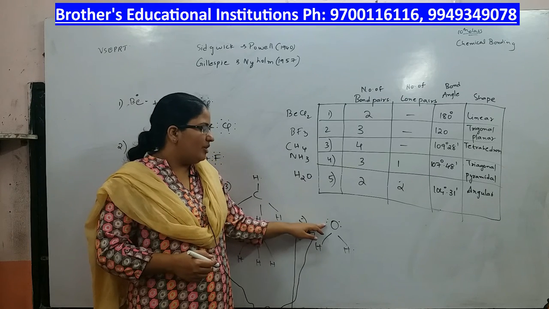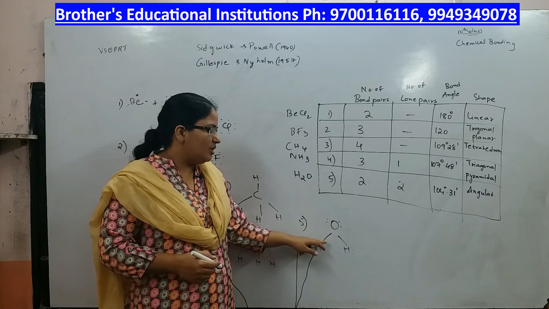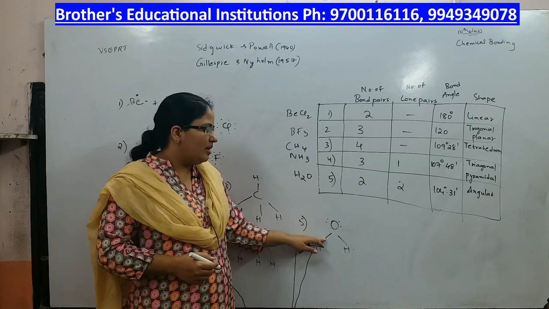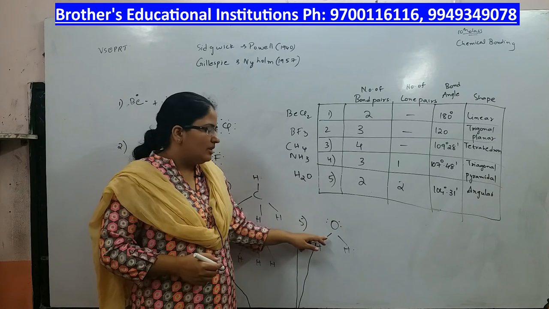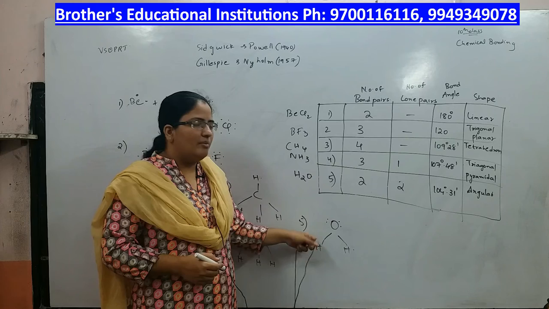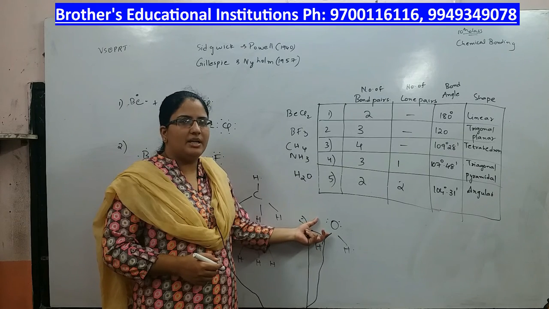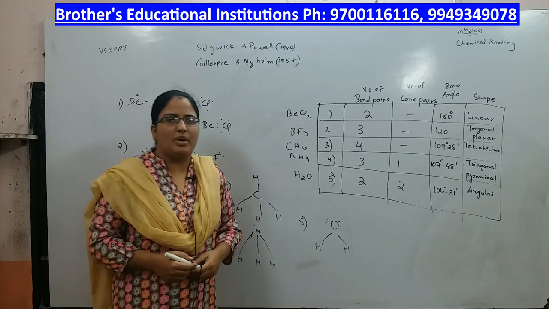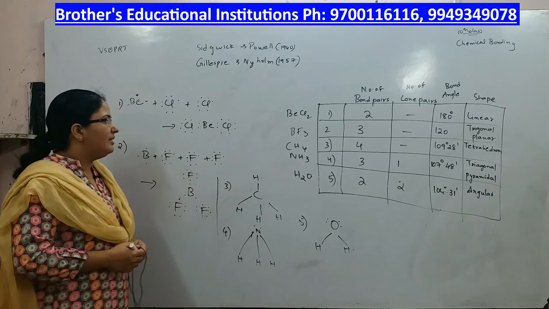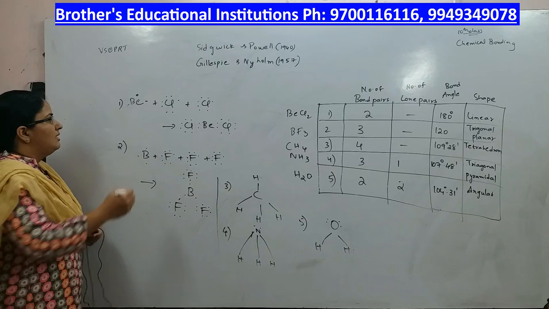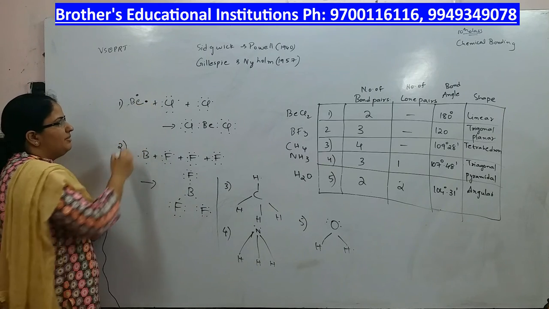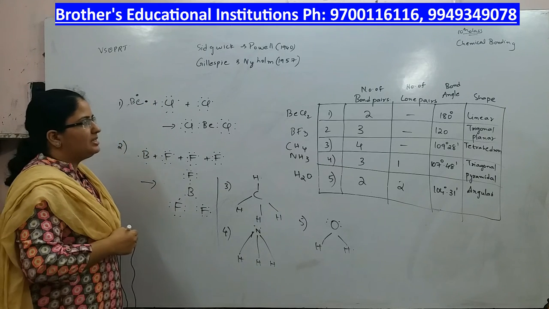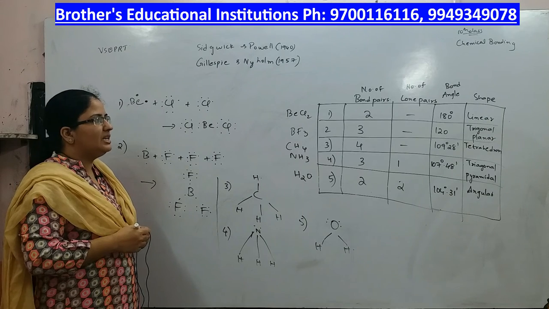The presence of a lone pair decreases the bond angle because of the repulsion between lone pair and bond pair, and further the bond angle in the molecule decreases because of this repulsion. So that is the third point. The fourth point we shall discuss: depending upon the number of bond pairs, we shall discuss the angle and the shape.